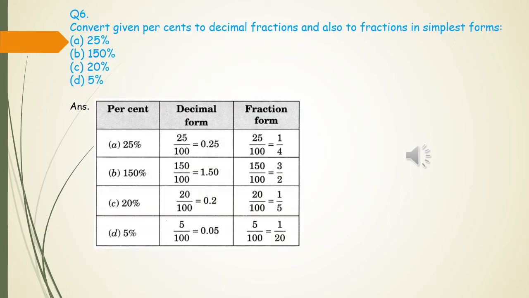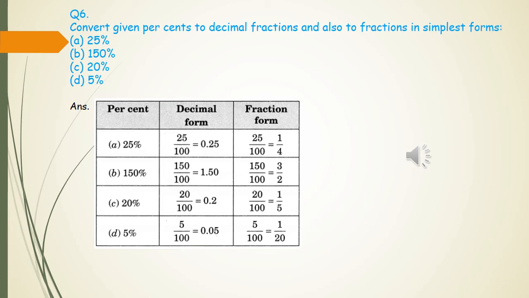Question number 6. Convert the given percents to decimal fractions and also to fractions in simplest form. So 25% means 25 by 100. So if you convert it into decimal, we will be getting 0.25, and if you reduce 25 by 100 into the lowest term, we are getting 1 by 4.